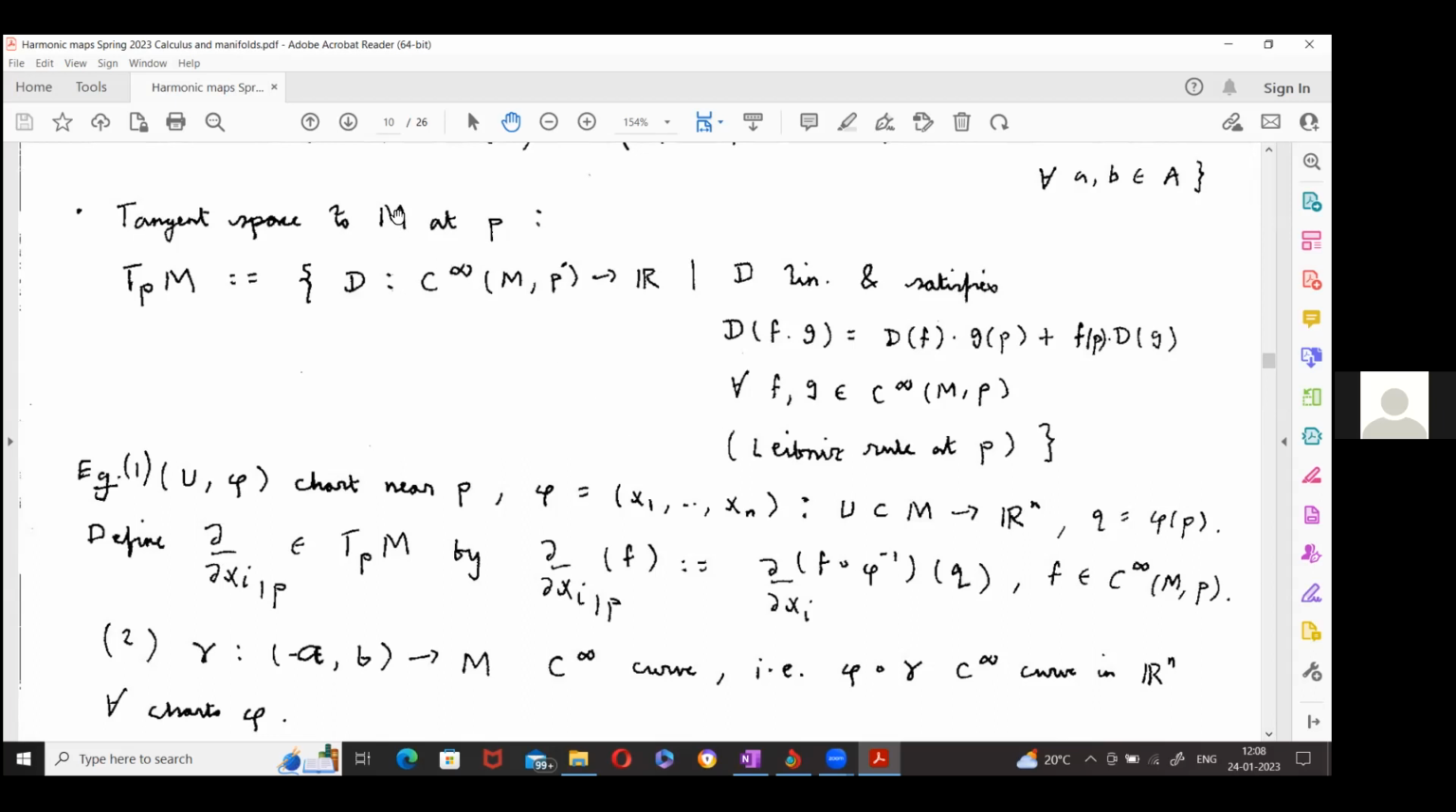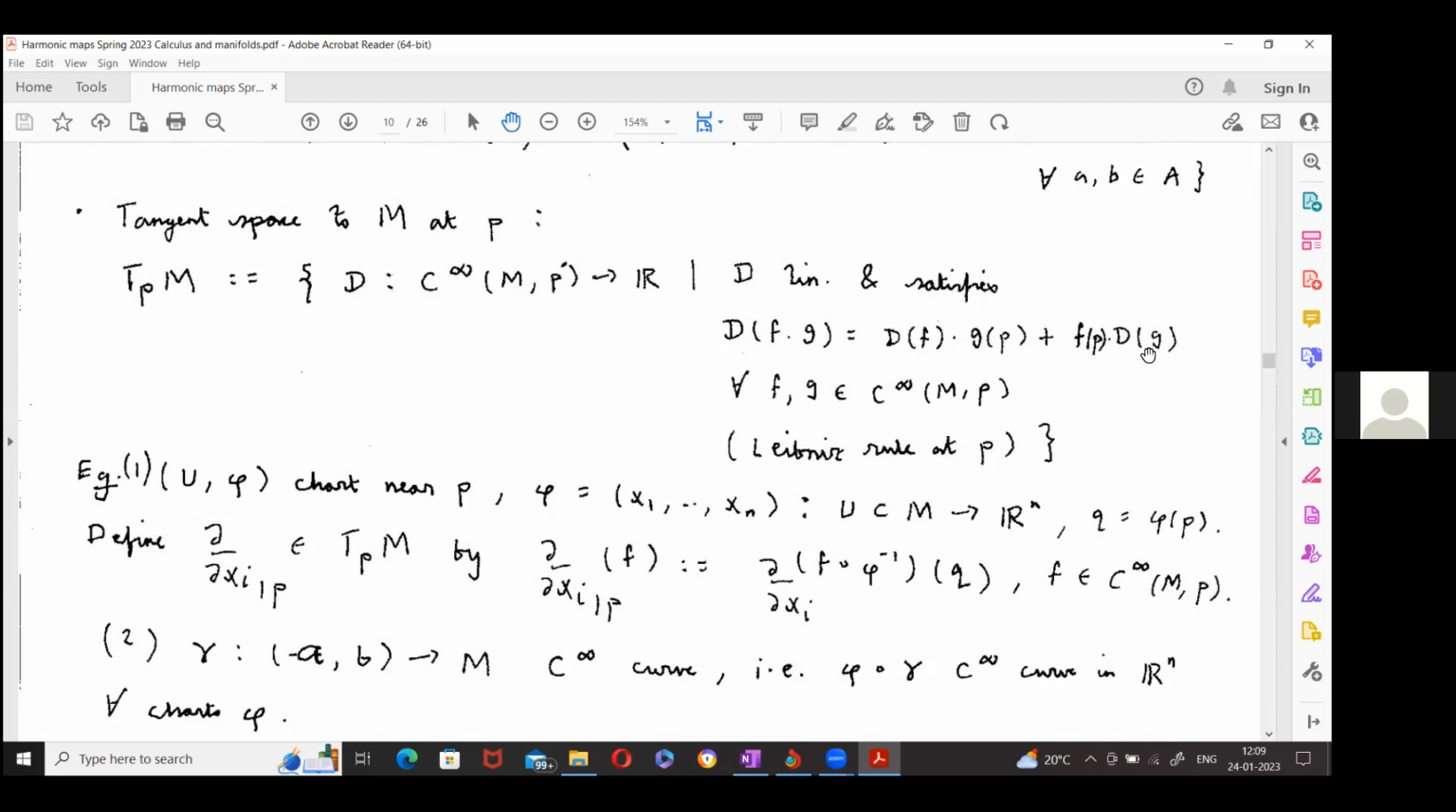So we define the tangent space to the manifold M at a point P, T_P M. It's the set of linear maps D from the ring of germs of smooth functions at P to R, such that D is linear and satisfies the following Leibniz rule at P. Whenever I take two germs F and G of smooth functions at P, then D applied to F times G should be D of F times G of P, plus F of P times D of G. So this is the algebraic way of capturing what a derivative is. It's just something which satisfies the Leibniz rule.